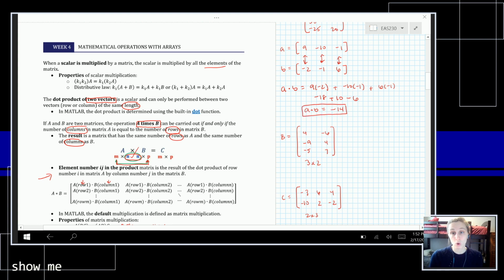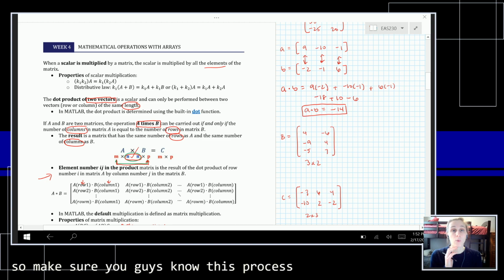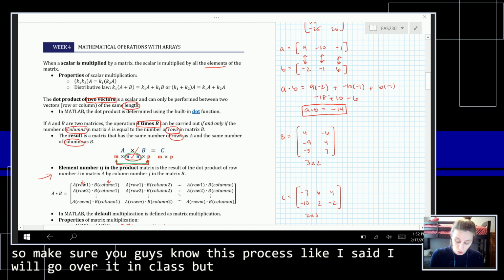So make sure you know this process. Like I said, I will go over it in class, but this is essentially the key to doing matrix multiplication.